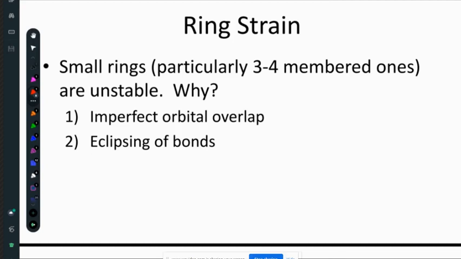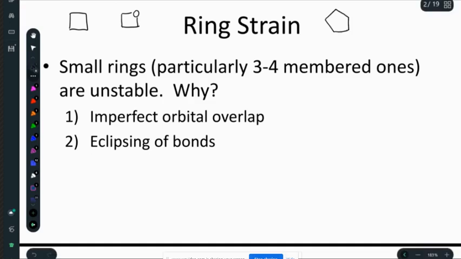So the idea when we use the term ring strain is that when you have small rings, and when I talk about rings in organic chemistry, I'm talking about a four-membered ring, which would be 4 atoms. It could be 4 carbons, it could involve an oxygen, or it could have 5 atoms, 5 carbons, it could have 6 carbons. Those are what we mean when we talk about rings.